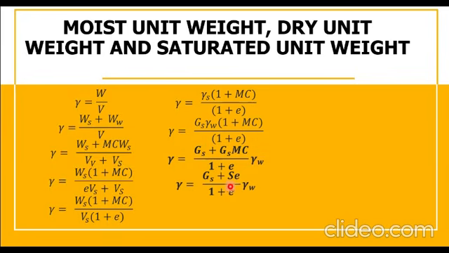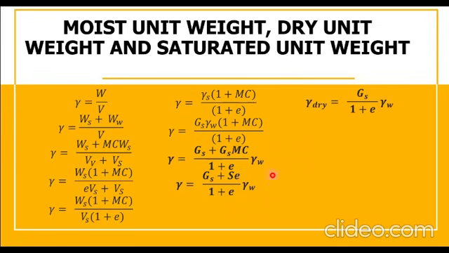And then, we already derived the relationship between GMC and SE in our previous slides. So, GMC is equal to SE. That's why the unit weight of soil can also be equal to GS plus GMC, which is equal to SE. That's why SE is here, all over 1 plus E times unit weight of water.